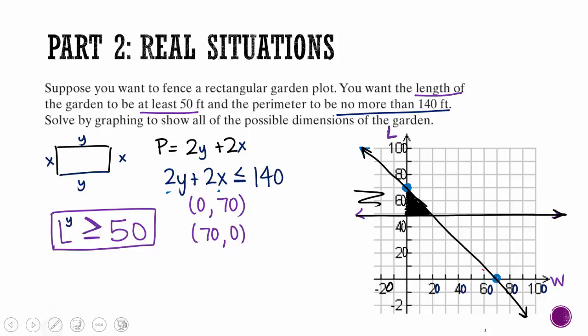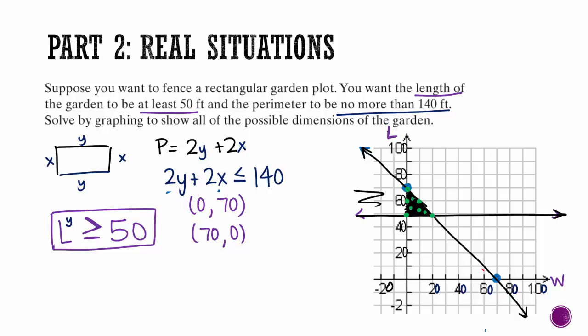So if you picked any point in there, it's going to work. So like this point right here, that's going to work. Even this point right here, and this point right here, and this point right here, all of these points that you can find in here will work. So that's why we have to shade it in so then we can see all of the solutions.